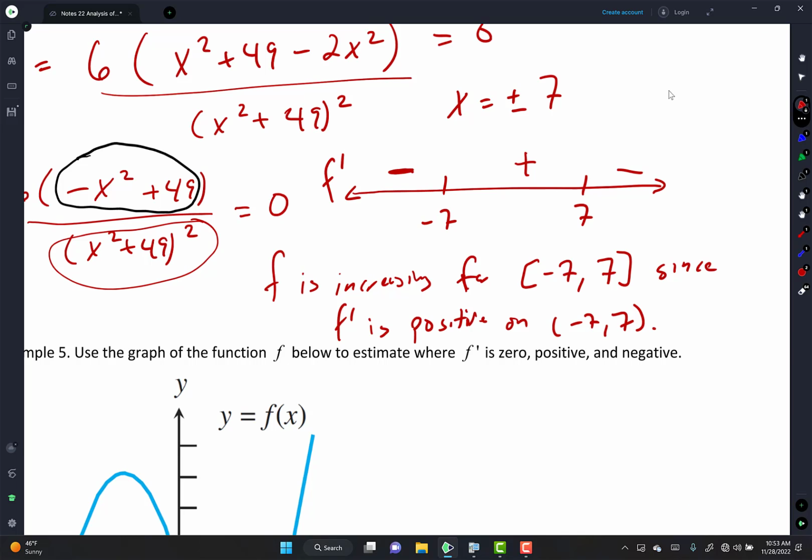That would be full credit. F is increasing for negative 7 to 7 since f prime is positive on negative 7 to 7. No, well, eventually yes, but for now, no. Right now we're just getting better at knowing where you're increasing and decreasing.